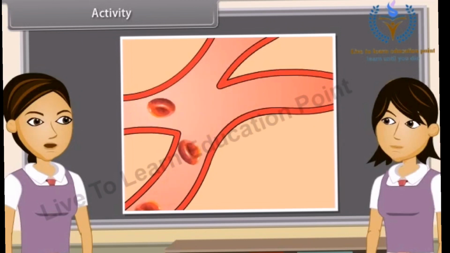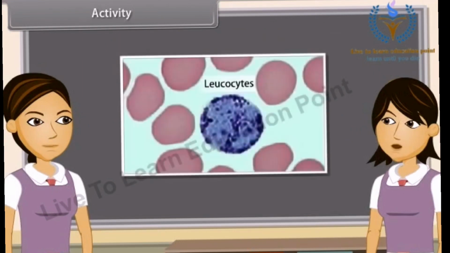It has an iron-containing conjugated protein called hemoglobin, due to which they are red in color. Leukocytes are amoeboid, nucleated, and whitish. They are larger in size but fewer in number.